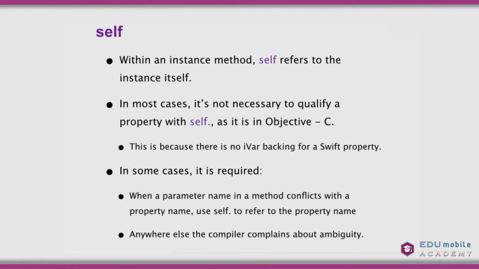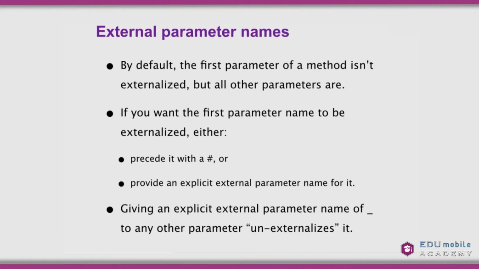Now that we've talked about self, how else are methods different than functions? Well, they operate a little bit differently when it comes to external parameter names. By default, the first parameter of a method is not externalized, but all other parameters are. Now, if you recall, when we talked about functions, we talked about external parameter names, and you had to explicitly define any external parameter names that you wanted. With methods, the first parameter name does not get an external parameter name, but all the rest of them do.